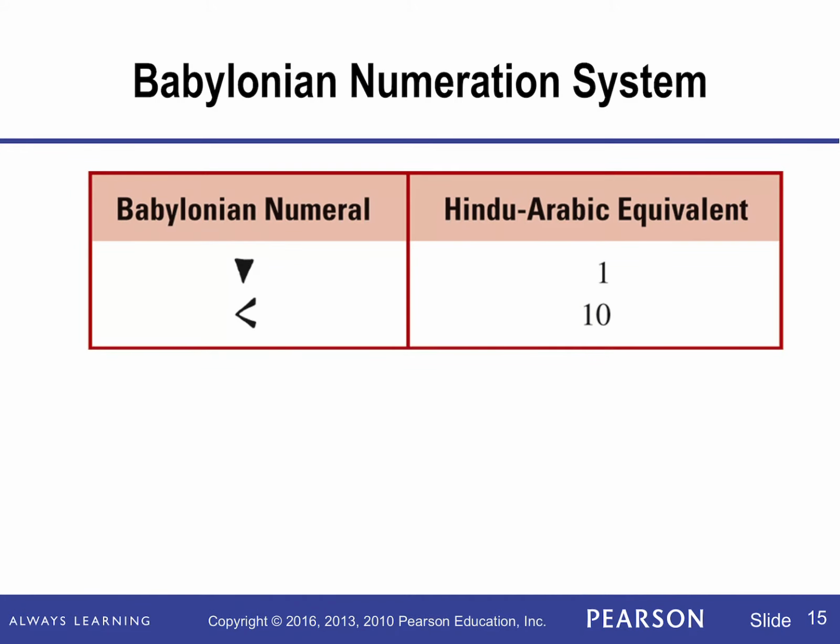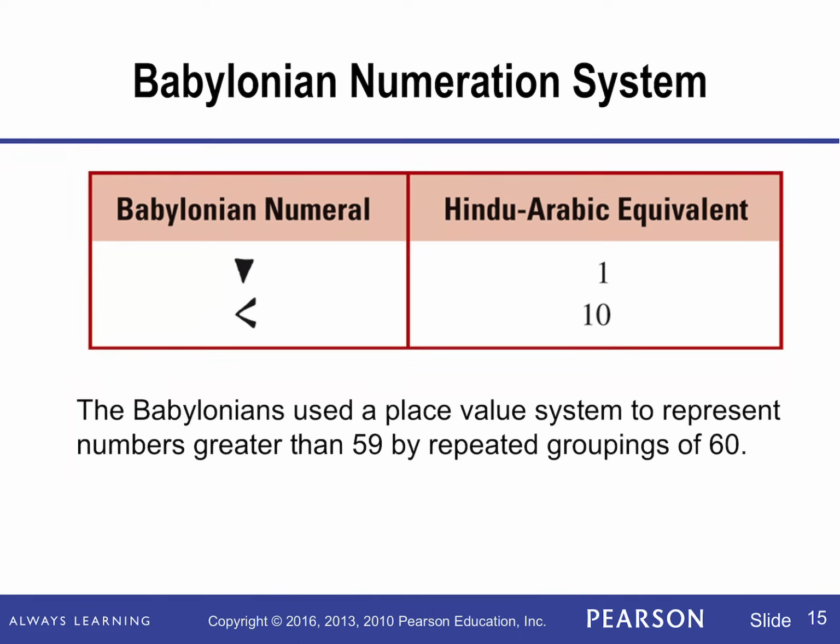How about the Babylonians? The Babylonians had symbols for 2 numbers. They had a symbol for 1. It looks like an upside down colored in triangle, and a little Pac-Man for 10. They used a place value system like we use powers of 10, except now their powers are going to be powers of 60.